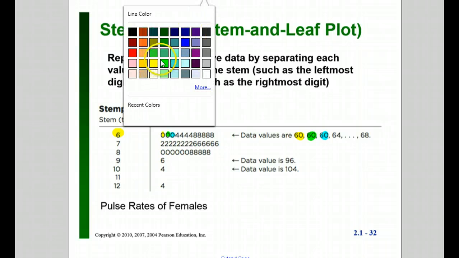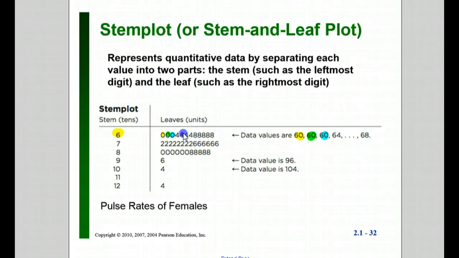And then that 4 right there corresponds to 64, etc., etc., etc. Okay, so that's how each data value actually shows up in this.